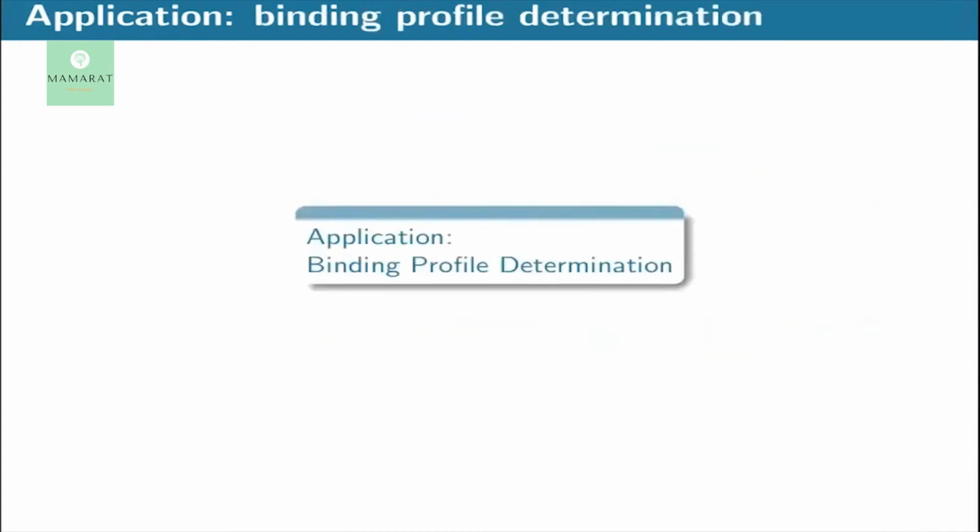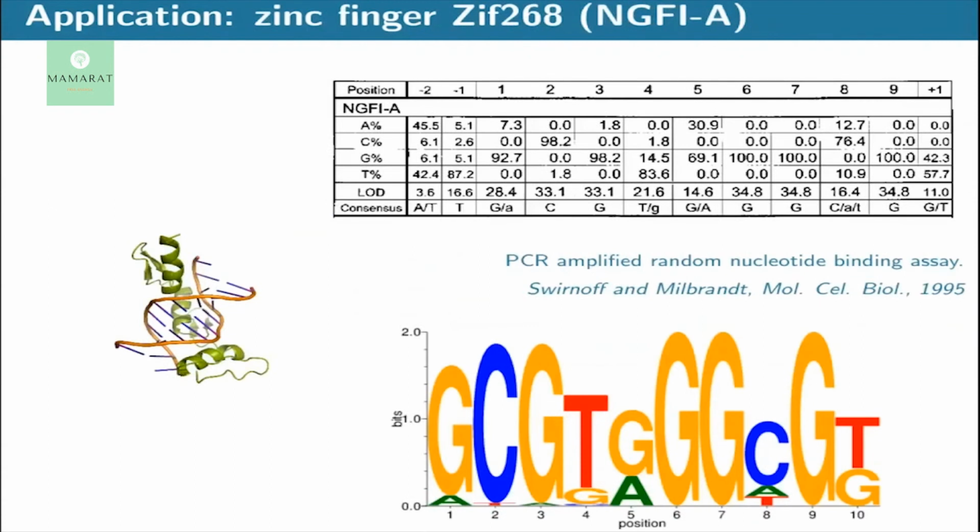Now, where could we apply such a calculation of delta delta G for protein-DNA binding? Well, we could construct what is called a DNA binding profile. This is a profile that is acquired from an experimental measurement, and it shows what frequency of a nucleotide you would find at a given DNA position. So what nucleotide would be preferred there.